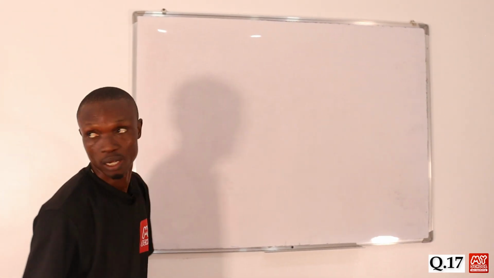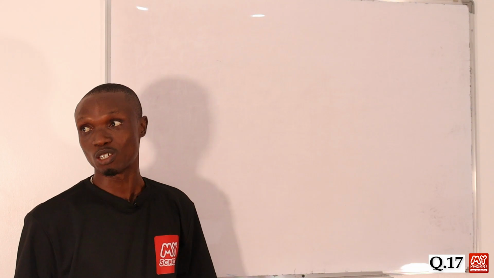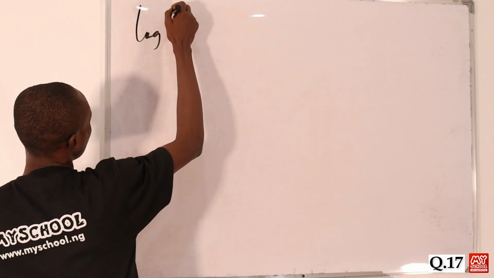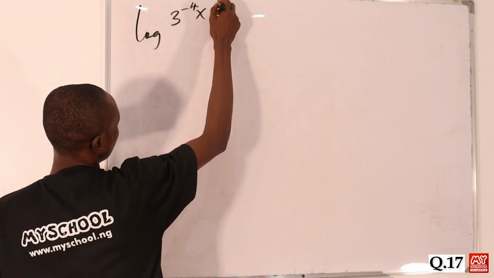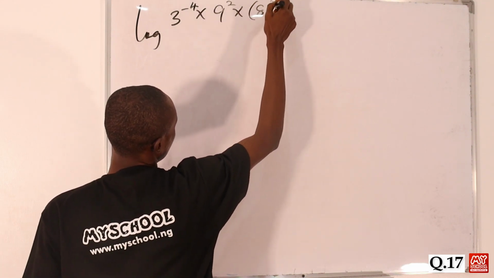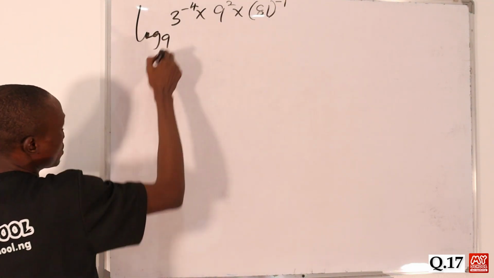So remember that the logarithm to base 9 of 3 raised to power minus 4 times 9 raised to power 2 times 81 raised to power minus 1 is written as log. So here will be 3 raised to power minus 4 times 9 raised to power 2, okay, then times 81 raised to power minus 1 all to base 9.